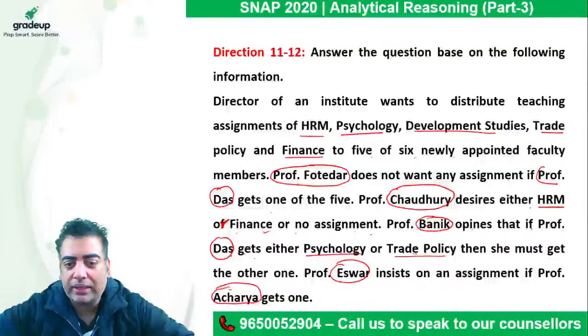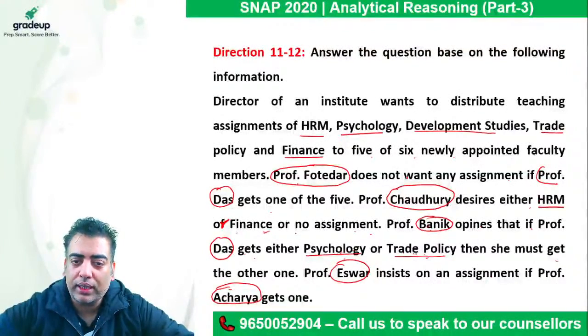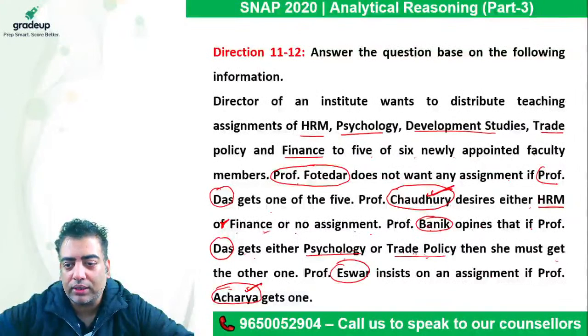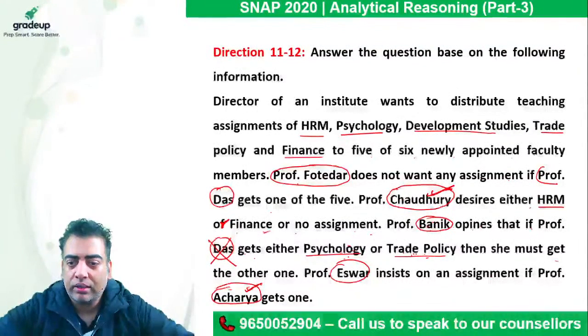opines that if Professor Das gets psychology or trade policy, then she must get the other one. Right? So in the given storyline, only Chaudhary and Professor Acharya are getting the assignments, right? So there is no restriction on this. So if Das chooses psychology, Banik will get trade policy. If Das chooses trade policy, Banik will get psychology. But if Das is not given any of the subjects, Banik can have any of the options. Then there is no condition. Is it done, Aishwarya?